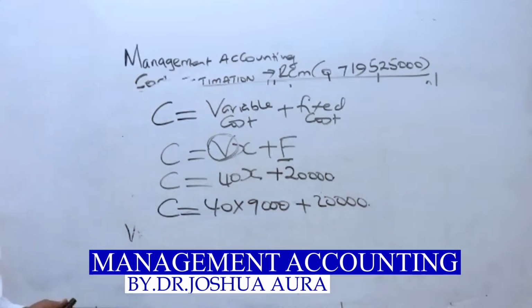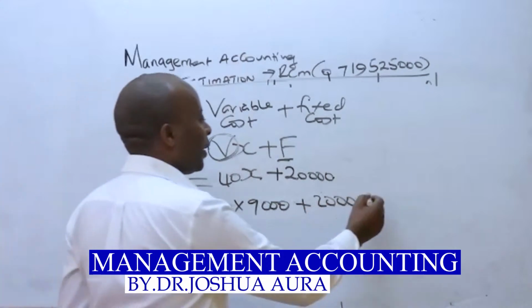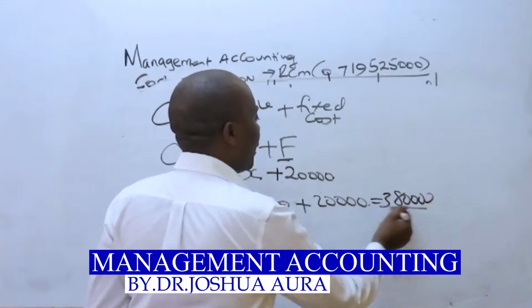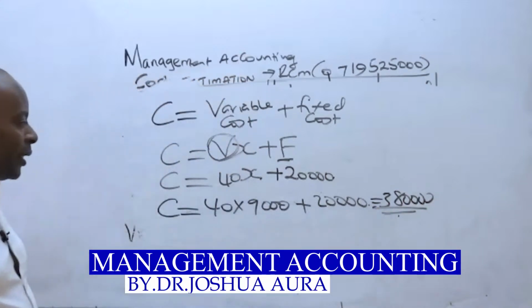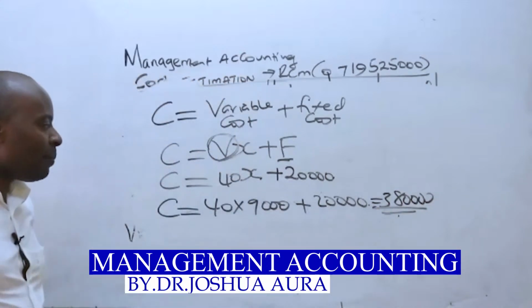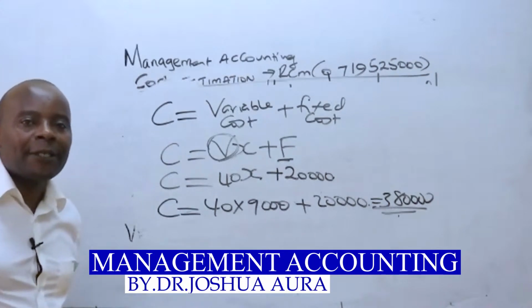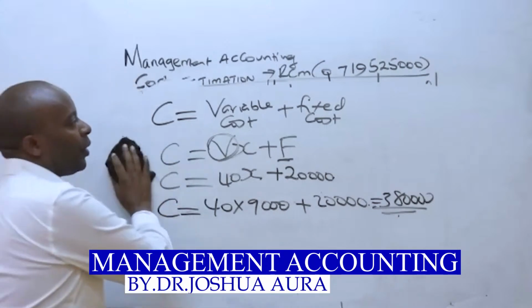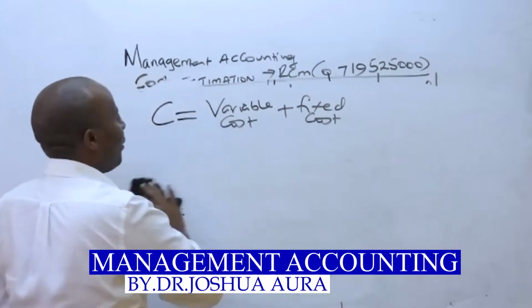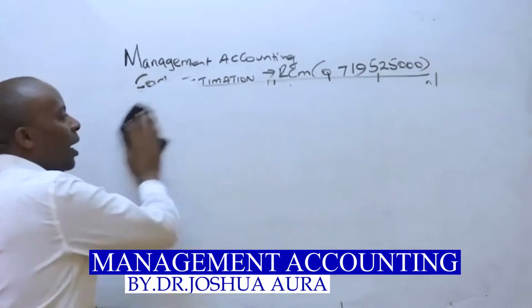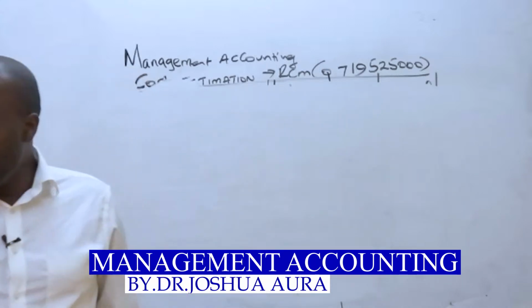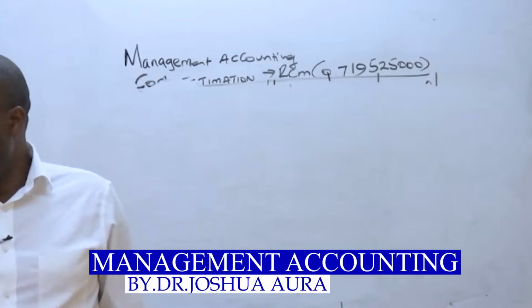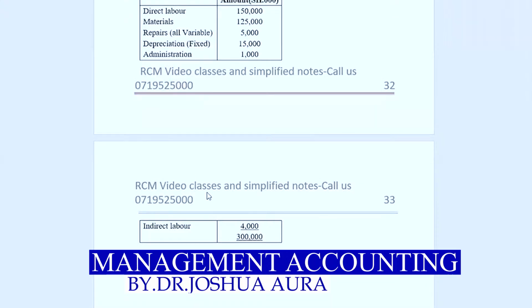So could you kindly give me this figure? 380,000. That is the proper parameter. 380,000 is the total cost that you've been able to estimate. Great. So ladies and gentlemen, from there, I would want us to look at the next thing here.